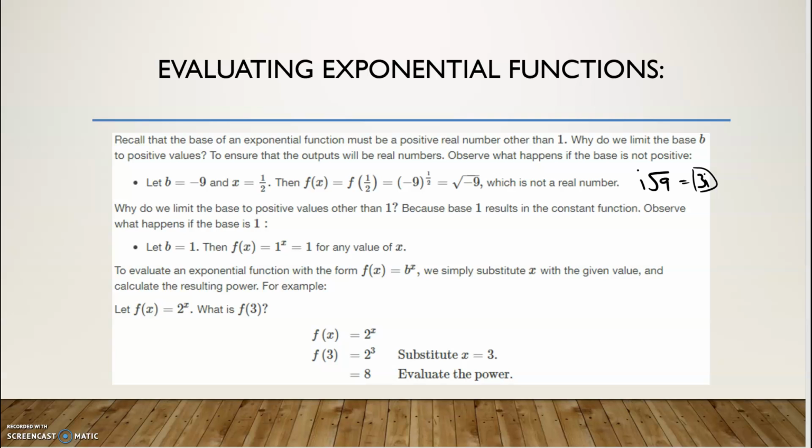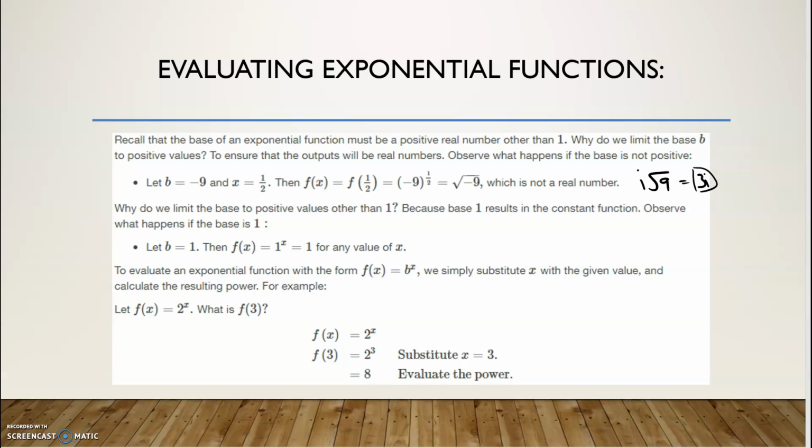Why do we limit the base to positive values other than 1? Well, because base 1 results in a constant function. So let's look at this. If it is 1, we're going to raise 1 to x. For any x value that we plug in there, 1 raised to negative 1, 1 raised to 0, 1 raised to 5,000, it's still going to be 1 no matter what x value you put into it. So that would be a constant function instead of an exponential function. It changes what the function is. So that's why we have to have b being a positive number, and we have to have b being something other than 1.